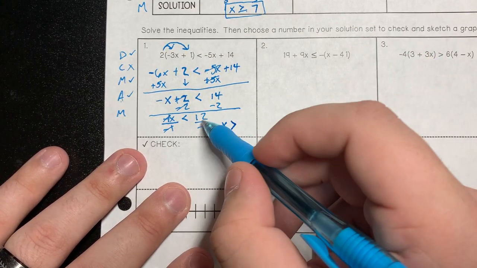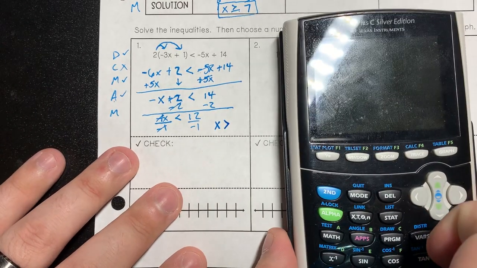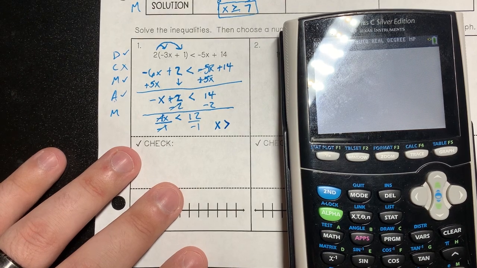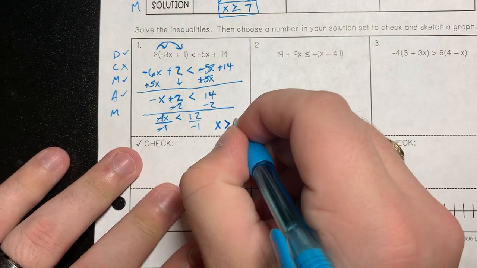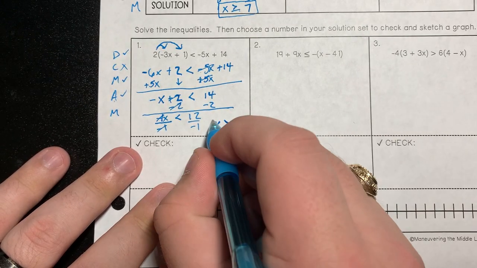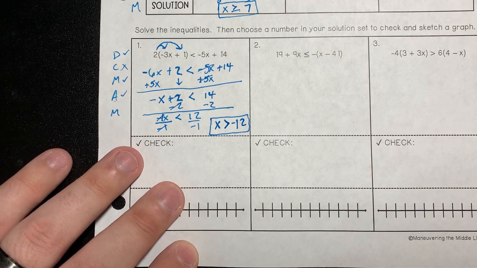All right. And then 12 divided by negative 1. Well, in case you don't know, I'm just going to put it on the calculator. If you have 12 divided by a negative 1, that's just going to leave me with a negative 12. So we have x is greater than negative 12. And so now I'm going to check this real quick.